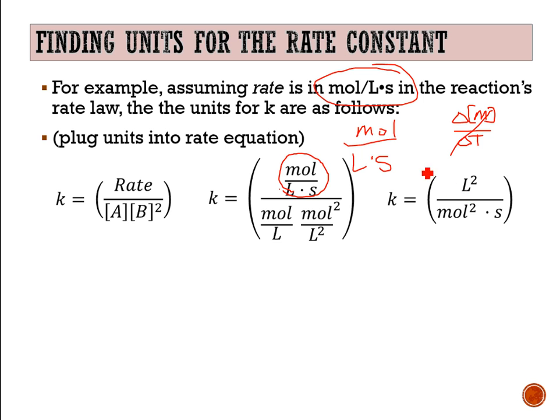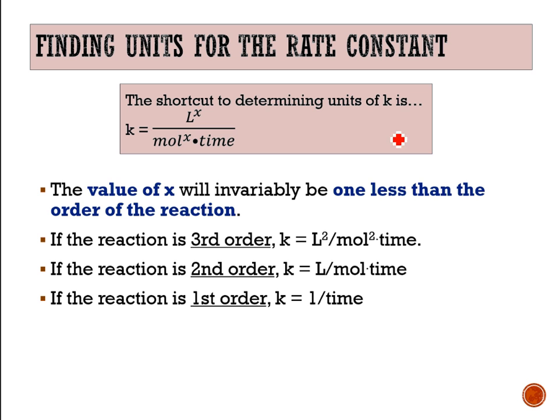And what you should immediately connect is that in a third order reaction, we see that we have liter squared over mole squared times time. So to further explicitly show you, the shortcut for determining units of K is this equation, where K is equal to the volume to some power divided by moles to that same power times time. It's always going to be one less than, the x value is always going to be one less than the overall order of the reaction. So if your reaction is third order overall, then your units for K are going to be liters squared per mole squared times unit time.